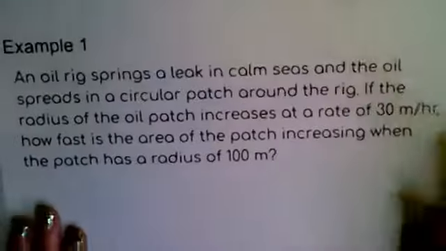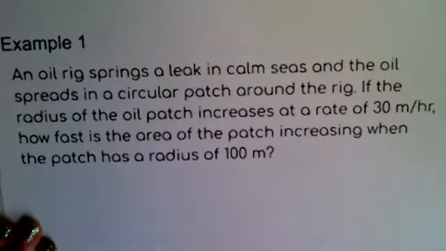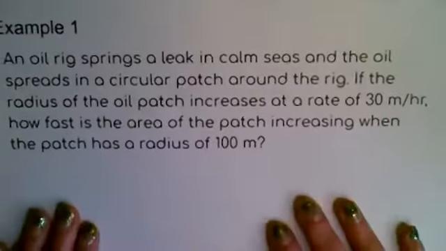So example number one, we have an oil rig and it springs a leak. The oil is going to spread out in a circular pattern around the rig. If the radius of the oil patch increases at a rate of 30 meters per hour, how fast is the area of the patch increasing when the patch has a radius of 100 meters?